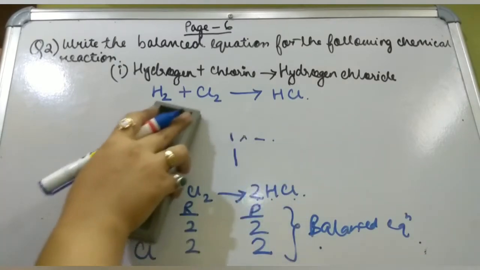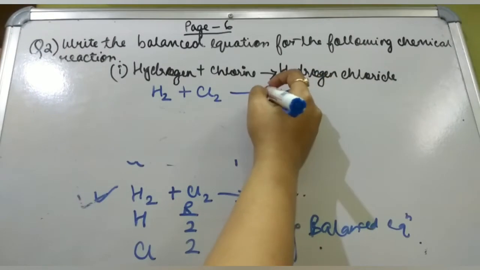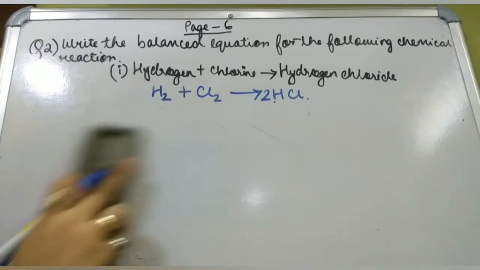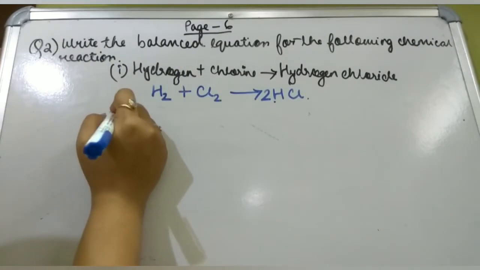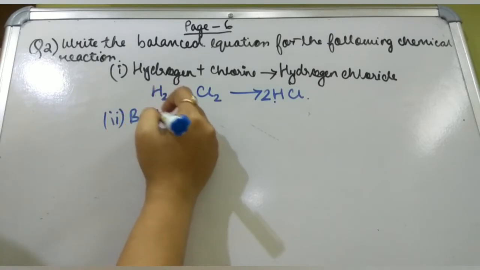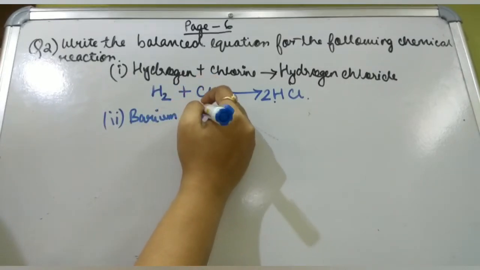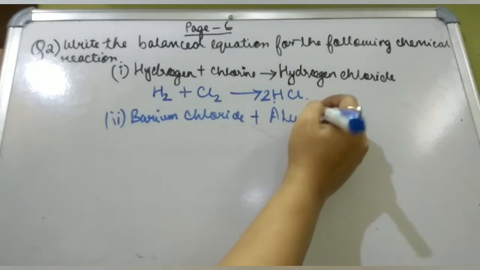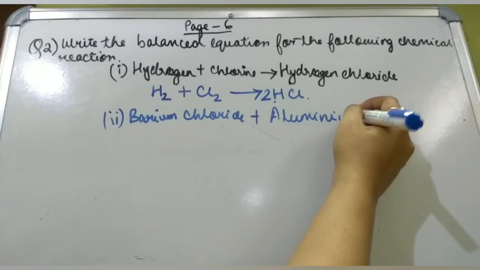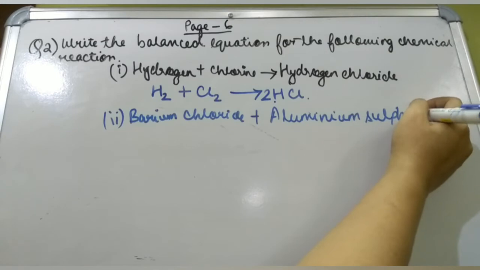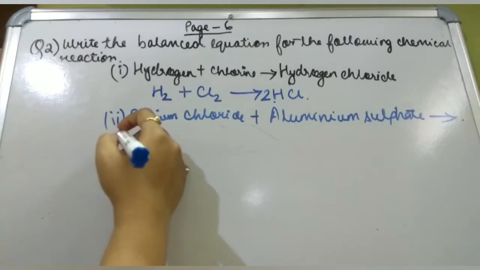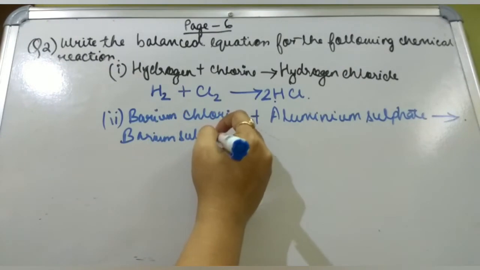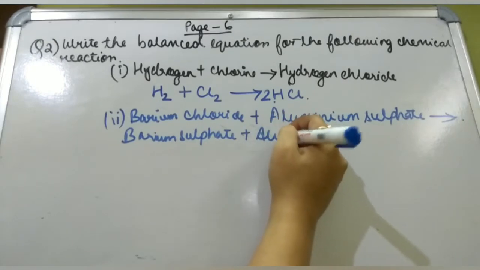Let's see question number B. What is there in question number B? Okay, so I'm just putting here 2. I'm just showing you the new balanced equation like this. This was the question and this was the answer. So now question number 2, we have barium chloride plus aluminium sulfate. I'm writing it here for you. Please note it down. Barium chloride plus aluminium sulfate, it will give us barium sulfate plus aluminium chloride. That will be the question.